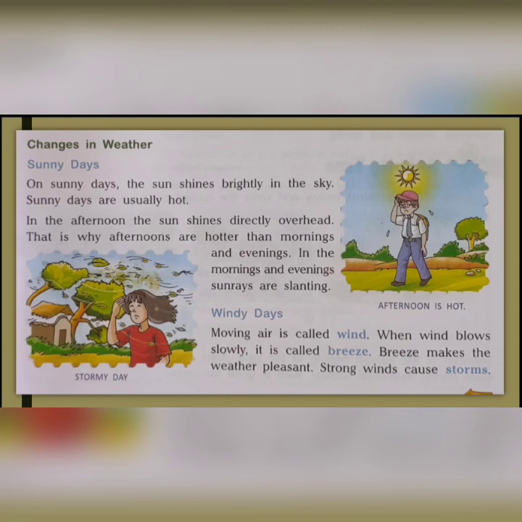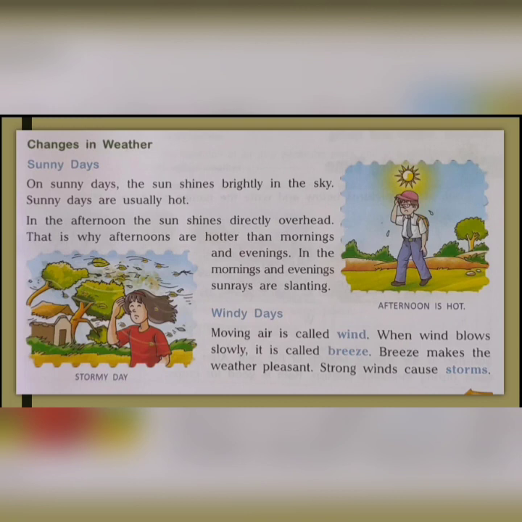So why do we feel so hot during sunny days? Because the sun shines brightly in the sky. That's why sunny days are usually hot. And why don't we feel so hot in the evening and mornings as compared to afternoon? Because in the afternoon the sun is overhead, but in the morning and evening sun rays are slanting. While the sun is overhead we feel more hot. That's why afternoons are hotter than mornings and evenings.